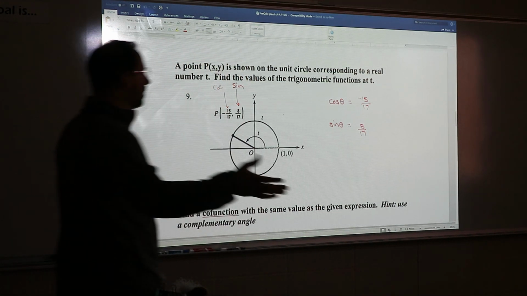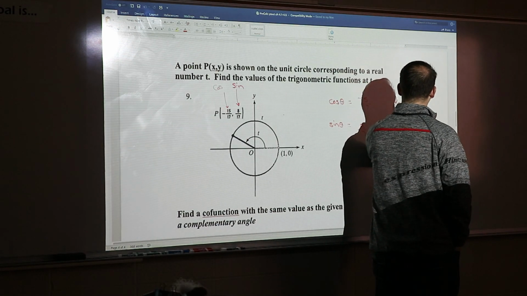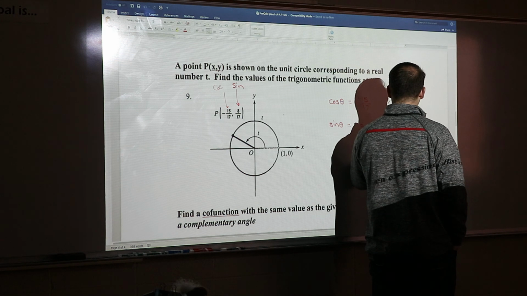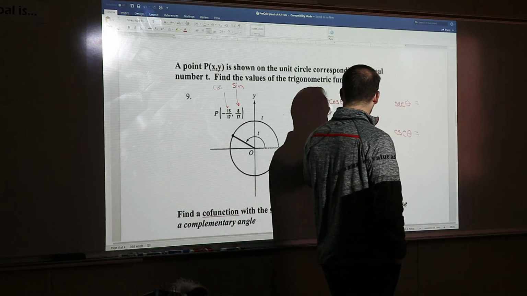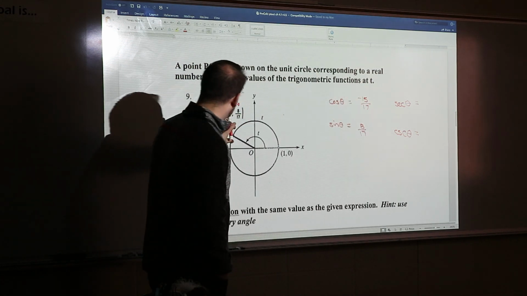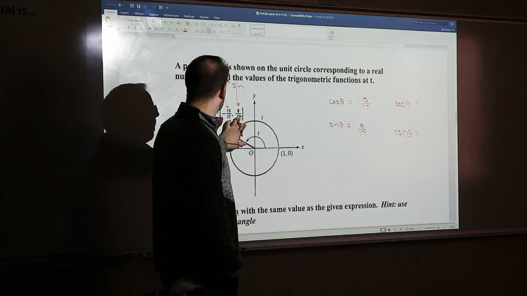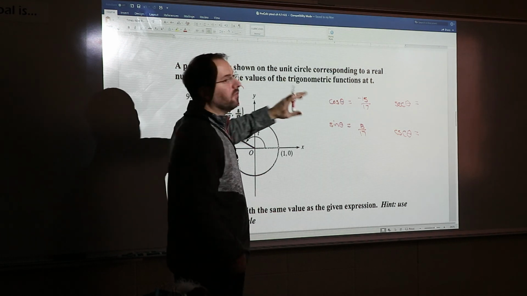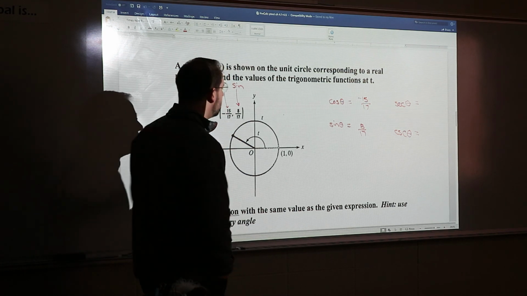I can find its reciprocals real easy, because secant is the reciprocal of cosine, so I can flip that answer over, and cosecant is the reciprocal of sine. So all I have to do is flip these fractions over. It makes sense: I'm in the second quadrant, so cosine is negative. If you flip it over, it's still negative. Sine's answer is positive because you're in the second quadrant, so it all makes sense.